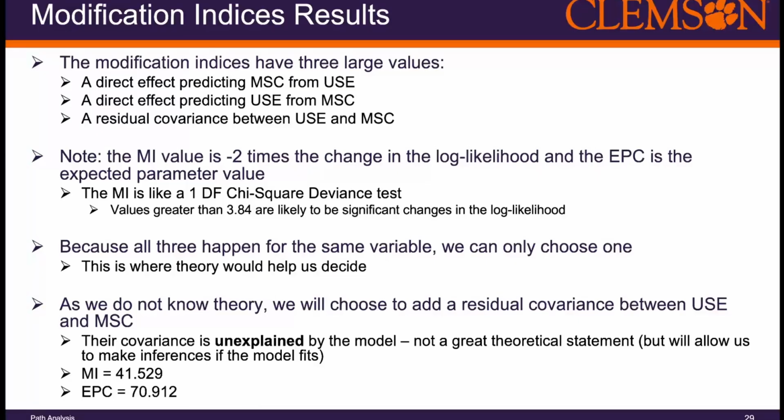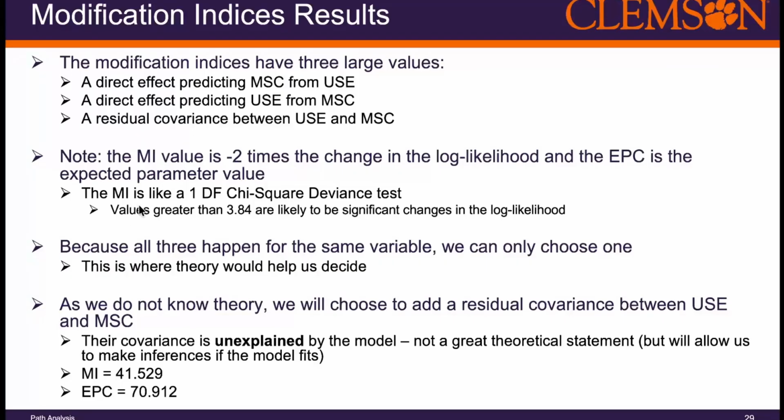So I just described the slide, but I'll describe it one more time for completeness' sake. The modification indices showed three very large values: the direct effect predicting math self-concept from usefulness, a direct effect predicting usefulness from math self-concept, and a residual covariance between usefulness and math self-concept. I will note that the modification index value is -2 times the change in log likelihood if you were to add that parameter to the model and do a likelihood ratio test.